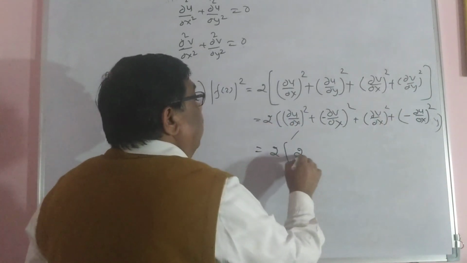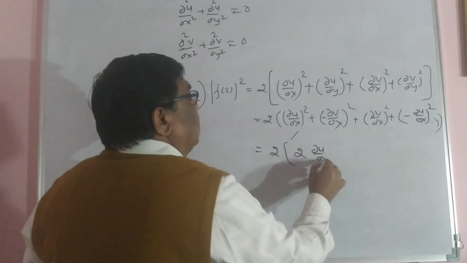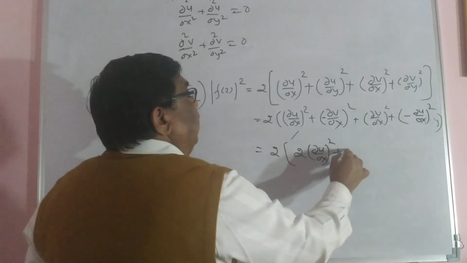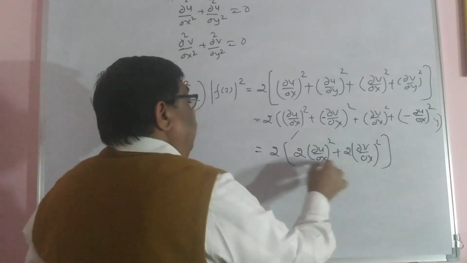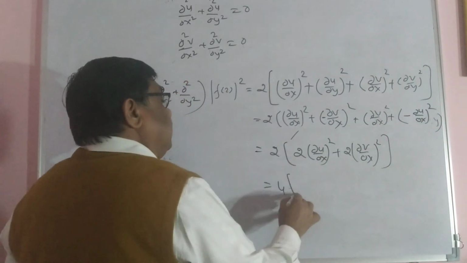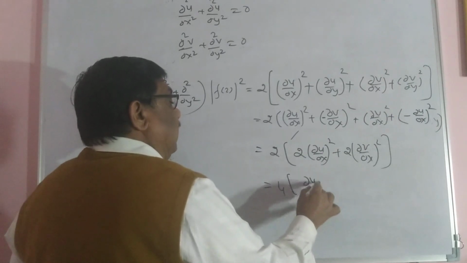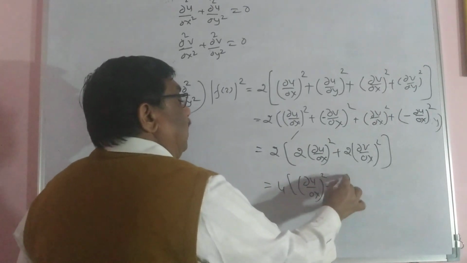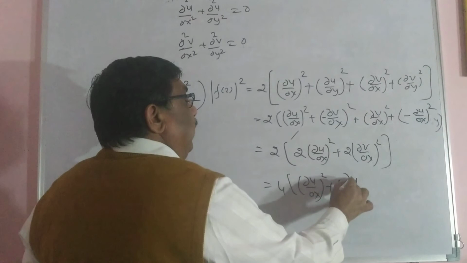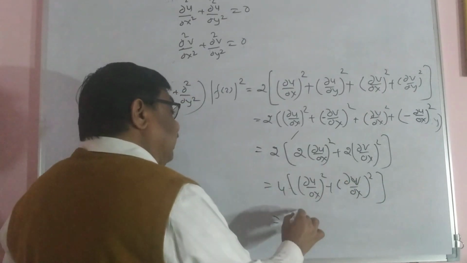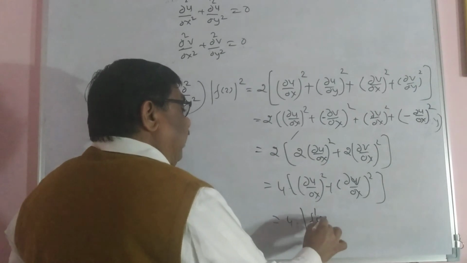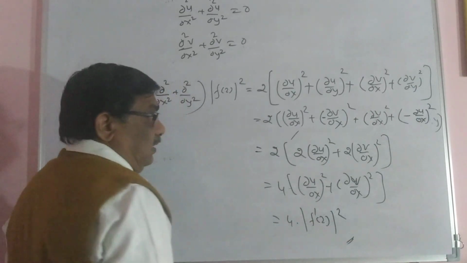So it is 2 times (∂u/∂x)² plus 2 times (∂v/∂x)², and 2 into 2 is 4. It is 4 times (∂u/∂x)² plus (∂v/∂x)². This is nothing but 4 times modulus of f dash of z squared. This is the answer.